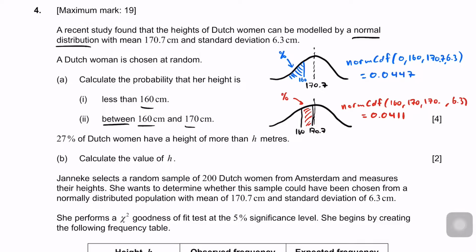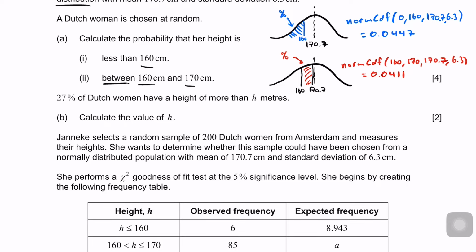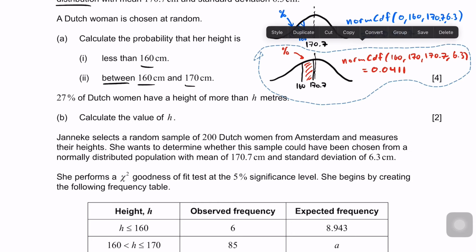Okay, let's go on. Alright. 27% of Dutch women have a height of more than h meters. Calculate the value of h. Okay, not a bad question. Essentially, we're starting off with just plain normal distribution, and then we're moving on into inverse normal.